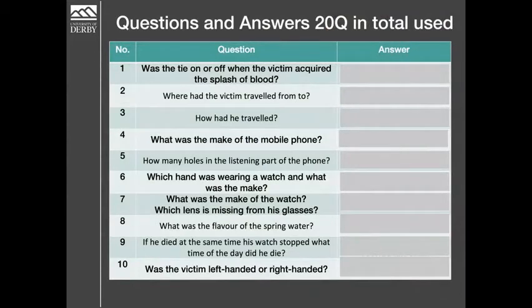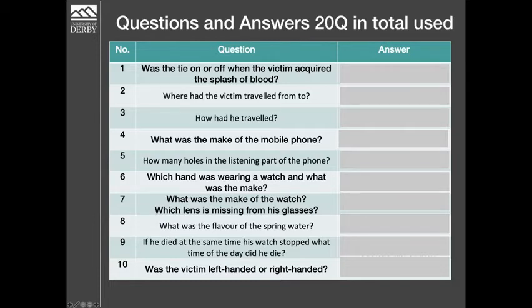This gives an example of the types of questions. Was the light on or off when the victim acquired the splash of blood? Where had the victim travelled to, from their train ticket? How did they travel? Make of mobile phone? Just to get them thinking about observation. They may be able to make out, but can they see how many holes, depending on their photographs? Which hand was the watch being worn on? A classic one I always like to add was: was the victim left-handed or right-handed?